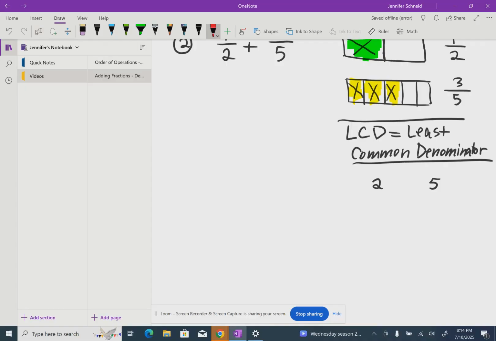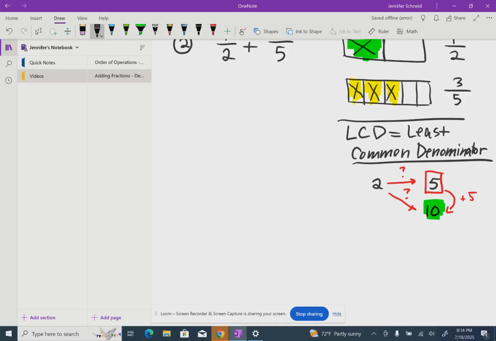And so here's one way to find it very easily. I'm going to put a box around the larger number. Does 2 go evenly into 5? No, it does not. So now I add another 5 and I get a 10. Does 2 go into 10? Yes, it does. And so because I see that, 10 is my least common denominator.